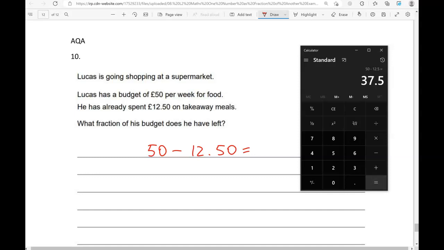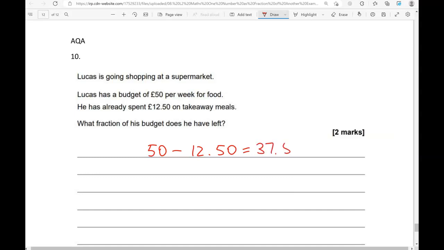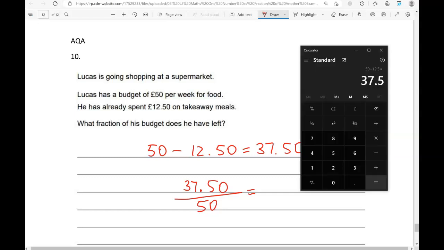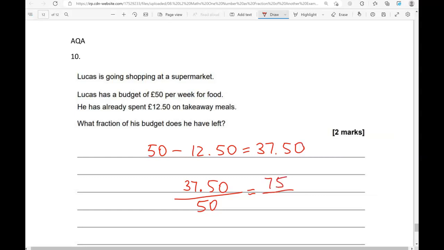gives us £37.50. So he has left £37.50 out of £50. Now we have a decimal here, so £37.50. If we double that, we're going to get a whole number. So times 2 gives us 75. And we double the 50, that gives us 100.